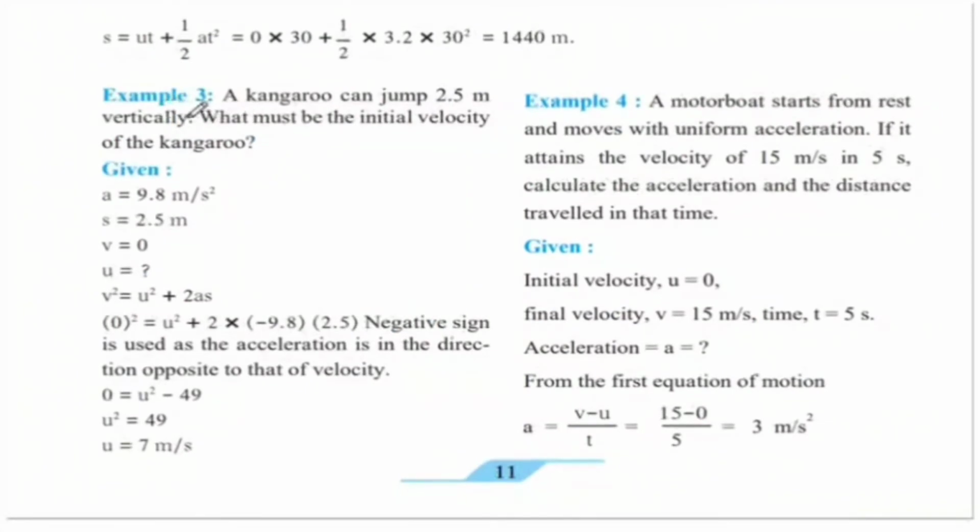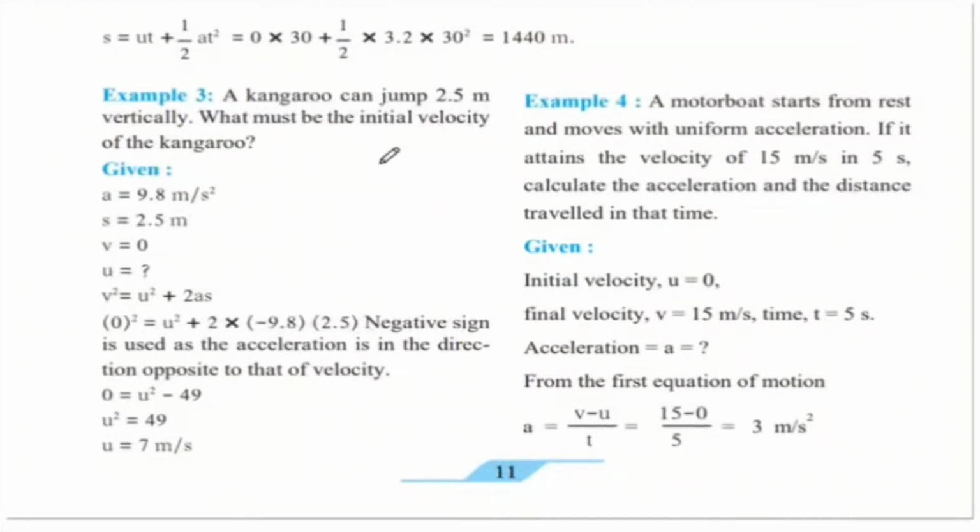Let's see the third example. A kangaroo can jump 2.5 meter vertically. What must be the initial velocity of the kangaroo? So here they are asking us to find the initial velocity, that is u. So the kangaroo who was on the ground jumped vertically in the air. At one point when you jump in the air, you come to a rest. So that point was 2.5 meters in the air. So they are asking us to find the initial velocity.